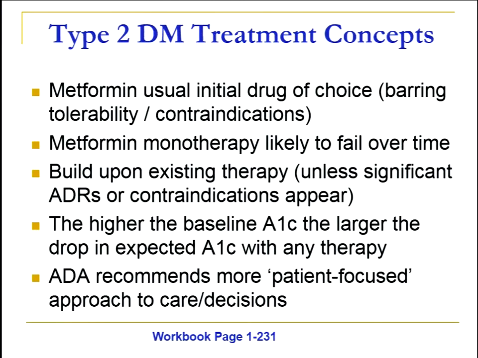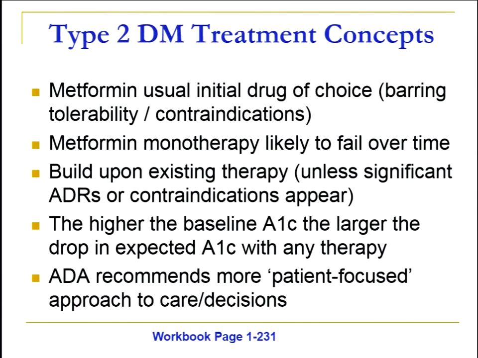So, some general concepts in the treatment of type 2 diabetes. Metformin is the drug of choice unless you have significant renal impairment or cannot tolerate the medication. It is the drug of choice initially for the treatment of type 2 diabetes. I don't care if you're looking at the ADA guidelines, the AACE, Canadian guidelines, the Australian guidelines, the European guidelines, they all say metformin. We'll talk about some of the reasons why in a moment.